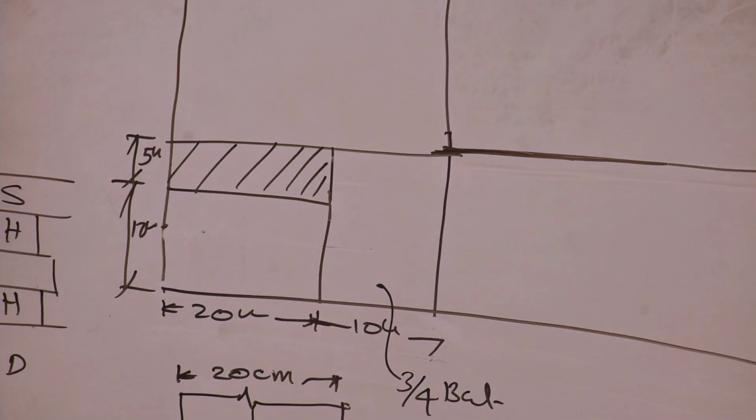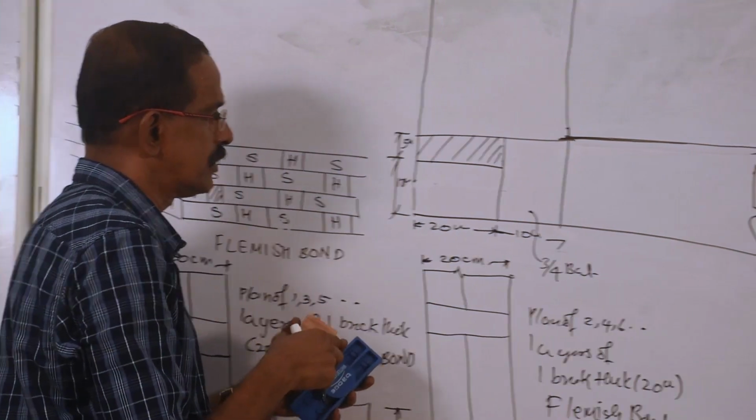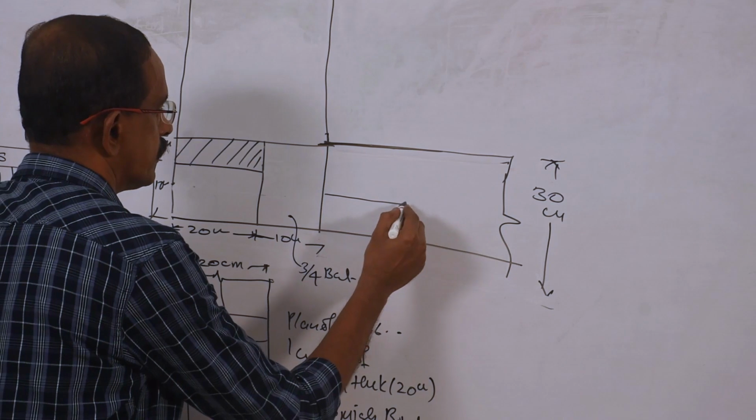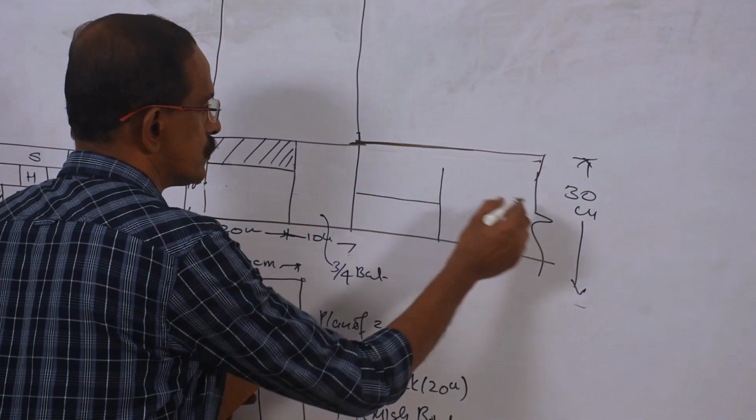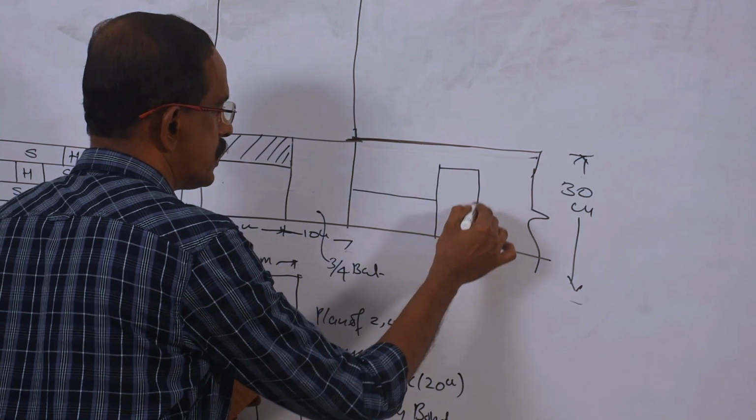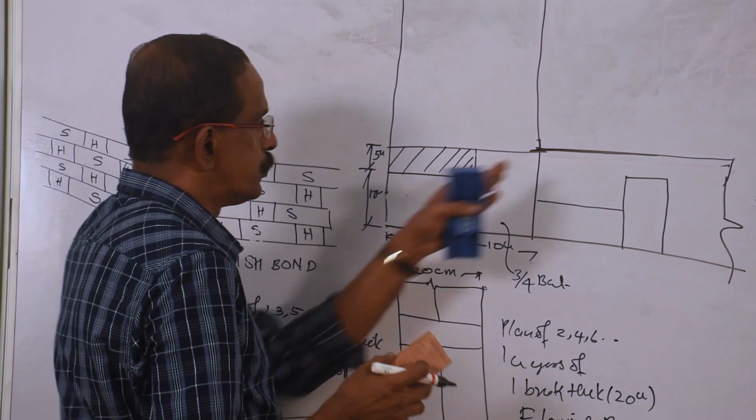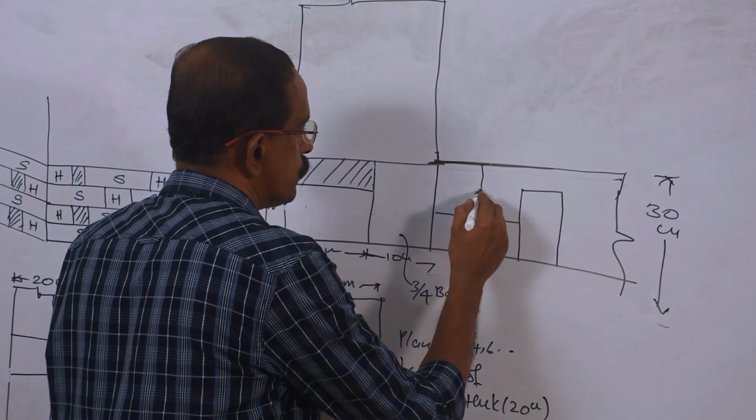Consider the elevation. Structure, header. Structure, header. What is next? Structure. That means the brick should be kept like this. Next is header. That means the brick should be like this. So here it is 30 centimeter, but full brick reaches only up to here. Now to make it 30, keep one more brick here. So that may reach only up to here.